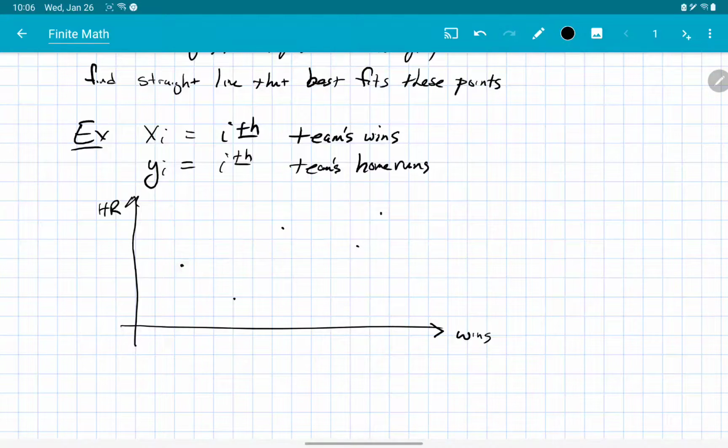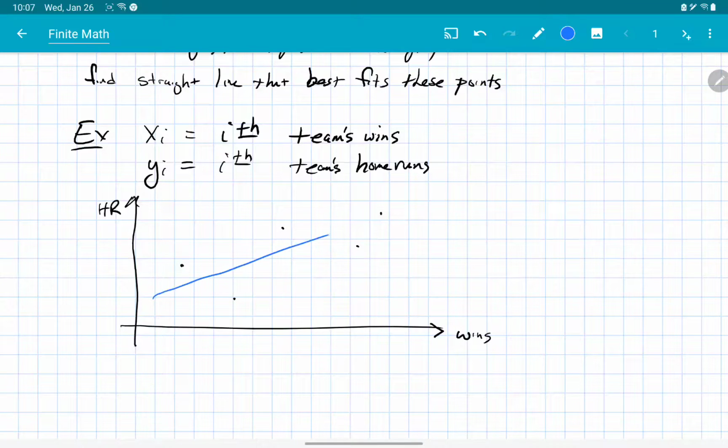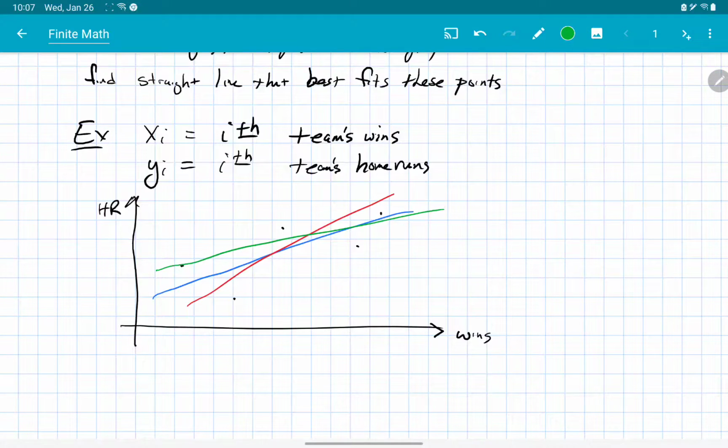Now we look at those data points, and it seems like the more wins you have, the more home runs you have generally, right? The teams that have not very many wins are lower on the home run rating, and the teams that have more wins are higher on the home run statistic. So it stands to reason that maybe there's some sort of relationship between those, and maybe we want to figure out and model what that relationship was, and that would lead us to say, okay, what is the straight line that fits these best? Is it this blue line? Is it this red line? Is it this green line? Right, which of those lines is the best one?